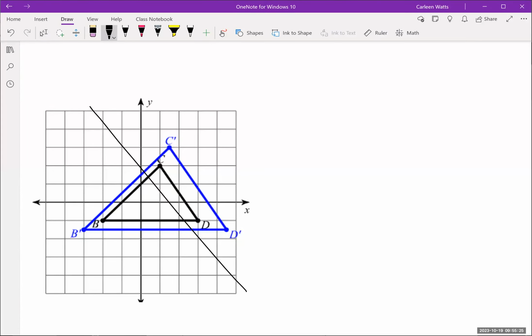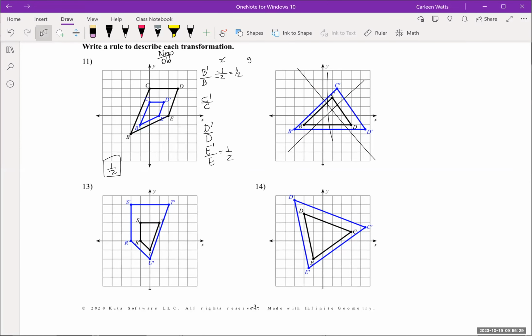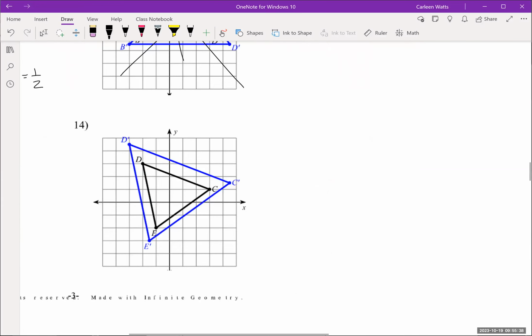You can cross this one off. We can practice it if you feel like you need more practice. We are going to do 14. We're going to cross this one off. We don't need that much practice.